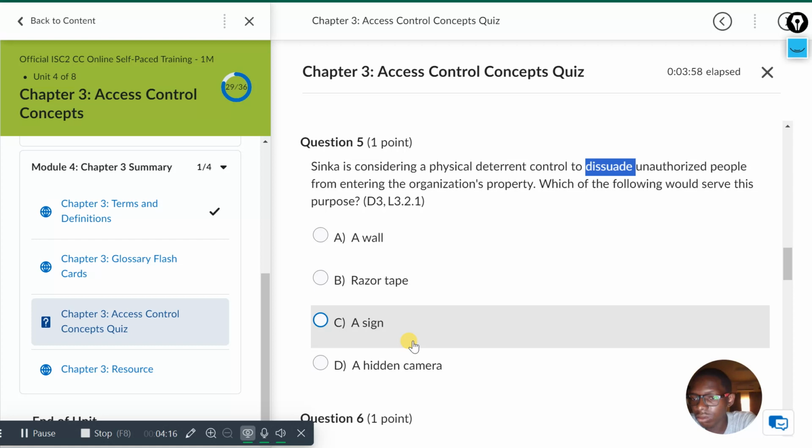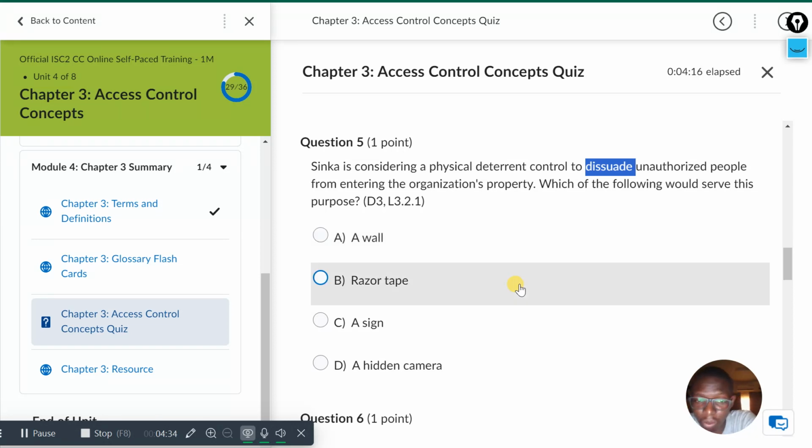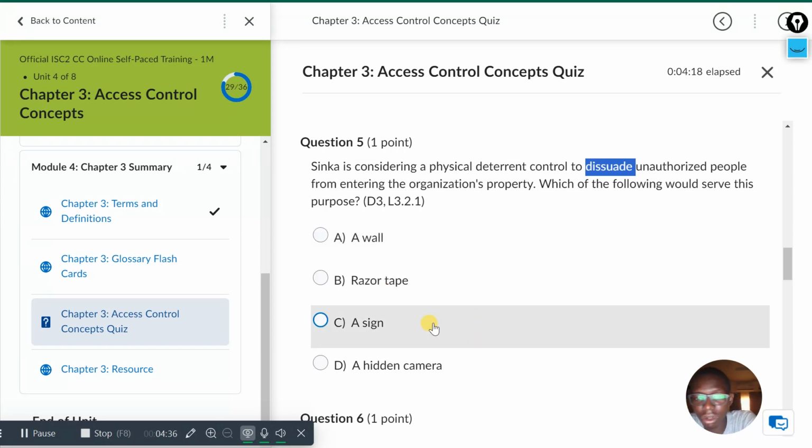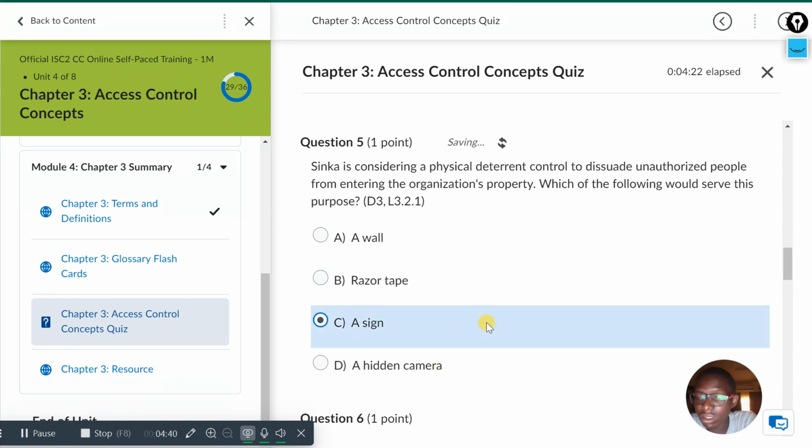A sign to say do not come in, deterrent control, okay. A wall, just putting a wall around the property. What do we call that again? You know, I don't know. Does it have a gate? I don't know. Because frankly, I wouldn't pick a wall. Maybe I might be wrong on this one. But for deterrent, I'm going to pick a sign, right?